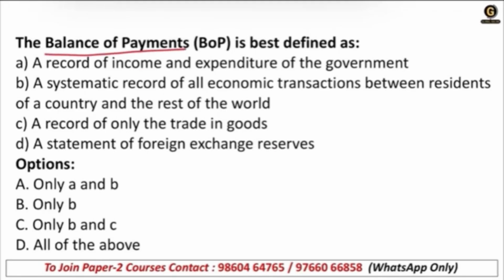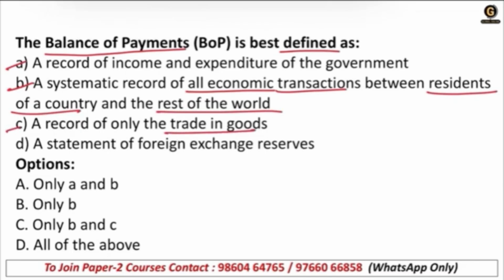That means the correct option which defines the balance of payment. A, a record of income and expenditure of the government. B, a systematic record of all economic transactions between residents of a country and the rest of the world. C, a record of only trade in goods. And D, a statement of foreign exchange reserves.